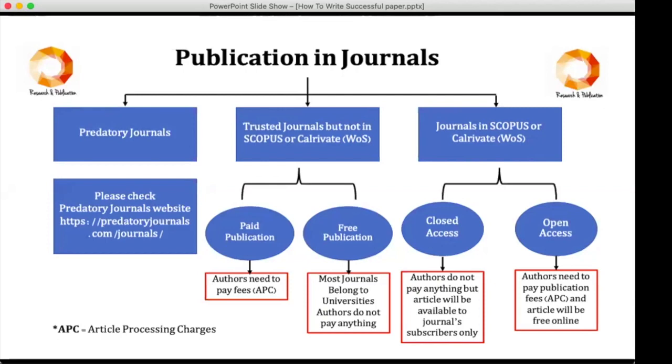The second type is trusted journals, but not in Scopus or Clarivate. Usually these types of journals belong to universities, small publishers, or are new journals. They are not yet in Scopus and Web of Science. They also have 2 types, either paid publication, which means the author needs to pay the APC, or free publication. Free publication is mostly for journals belonging to universities, where the author does not need to pay anything.